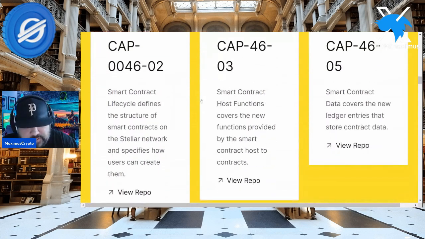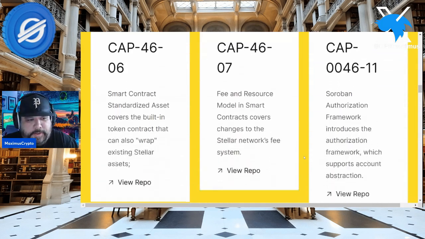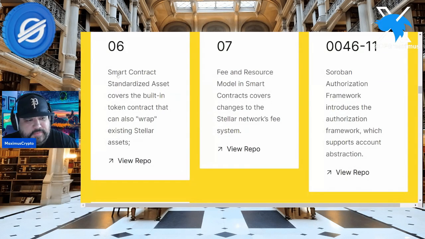And here's some of the nerd stuff. I'm not going to get into all this. Project contract life cycles basically defines the structure of the smart contracts on Stellar Network. You also have, for instance, smart contract host functions. I mean, all this stuff is like dev stuff, so I'm not getting into all of it. There's even going to be a thing, and shout out to Mike Cornwell because he has wrapped Luna, right? There's going to be smart contract standardized assets that cover the built-in token contract that can also wrap existing Stellar assets. Interesting.